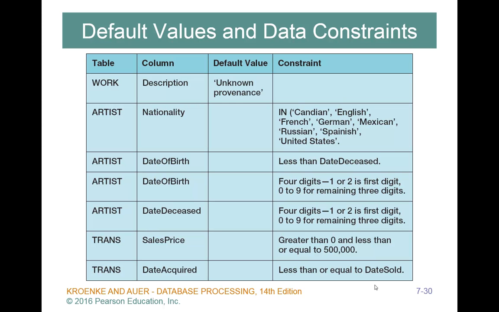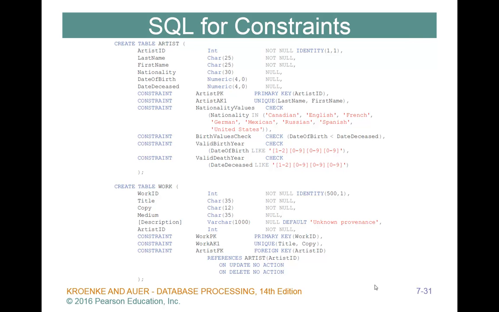And in the transaction area, we're going to accept a specific value that's equal to or greater than the amount for sales price, and it's the same thing. We have date limitations in our transaction table as well. So let's take a closer look at what our SQL statement would be to implement these constraints. Again, we're looking at the artist and work tables. In the artist and work tables, we have constraints on nationality, as we discussed, and then the default value for work that we've already discussed as well.